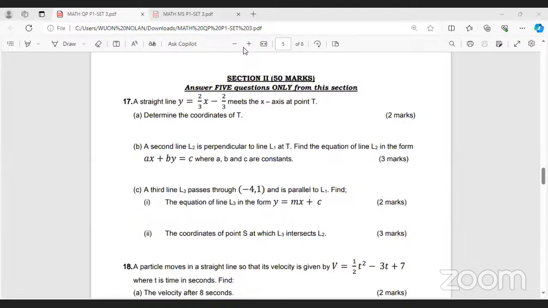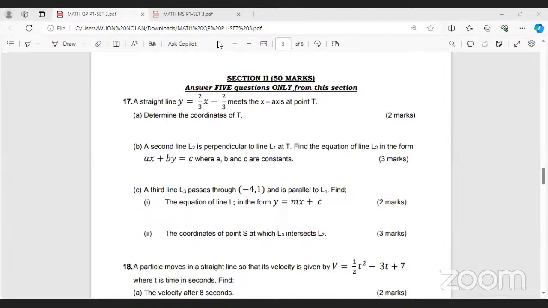Like L3 that we have there, you have to put in the form ax plus by is equal to c, and also the L1 that we have in the equation, you also put in the form ax plus by is equal to c. So if you are solving by elimination, you put all of them in that form. But when you are solving by substitution, and they are all in the form y is equal to mx plus c, then you just equate the two.